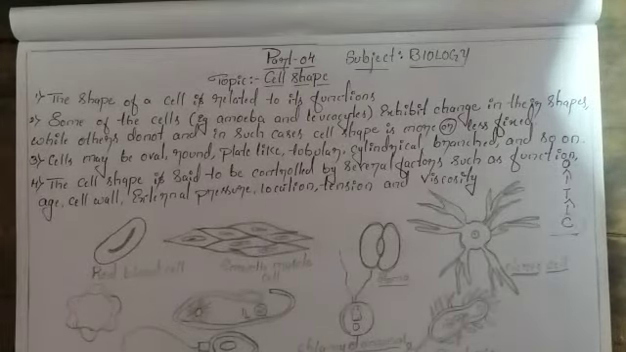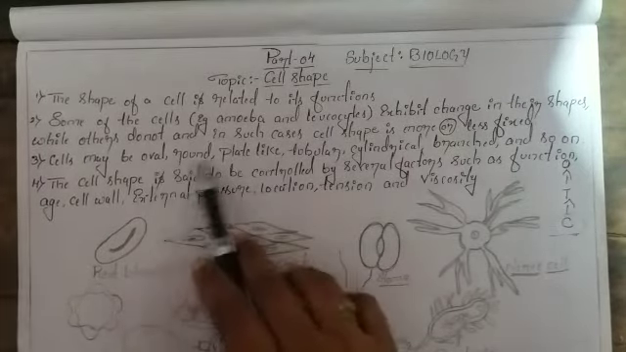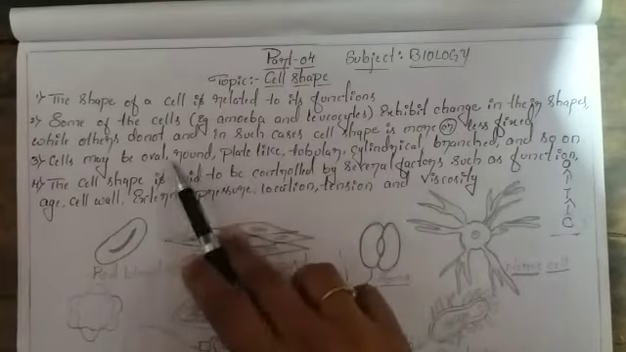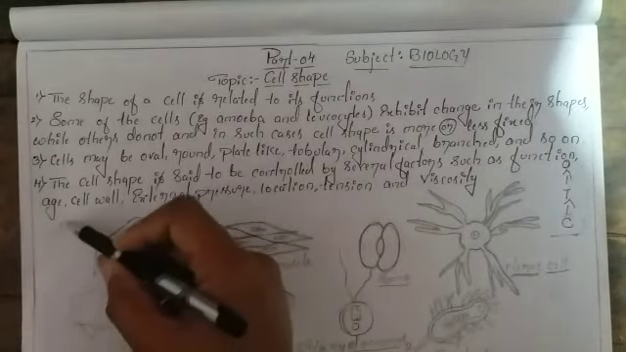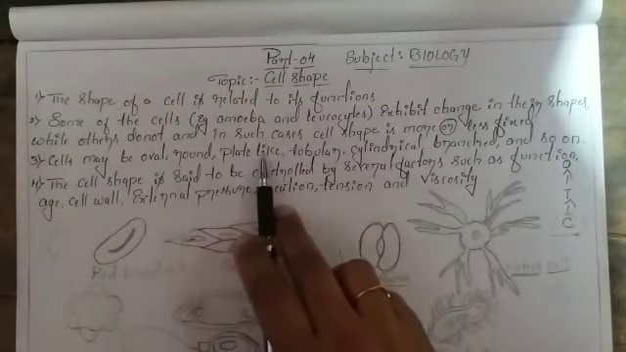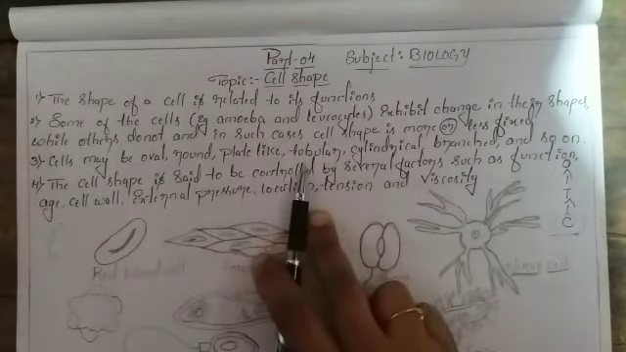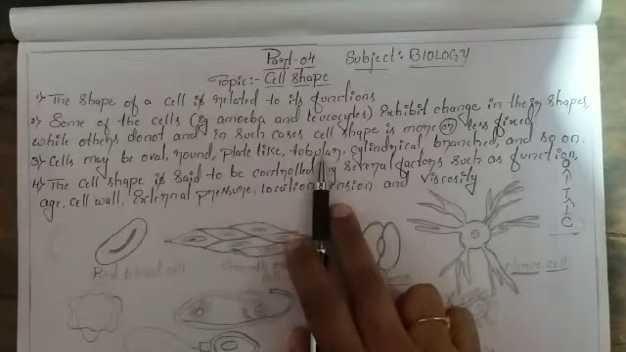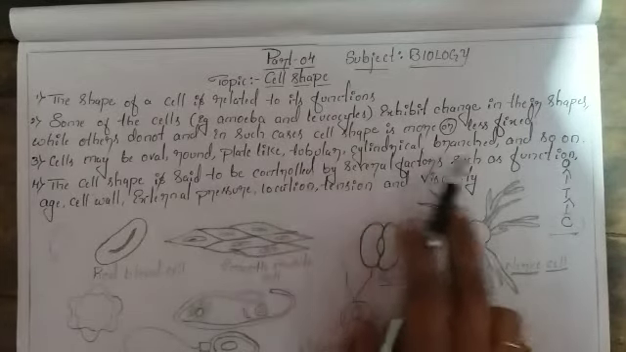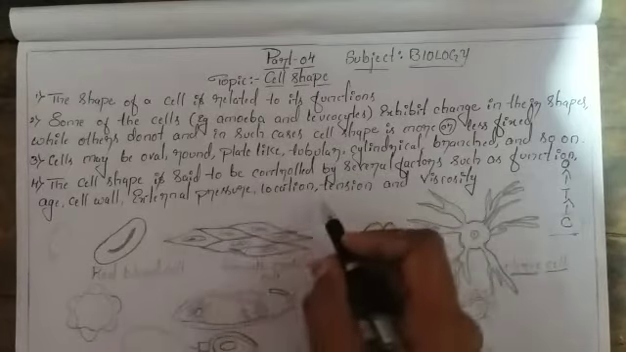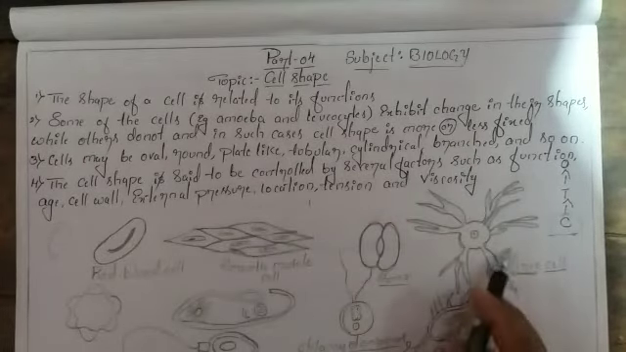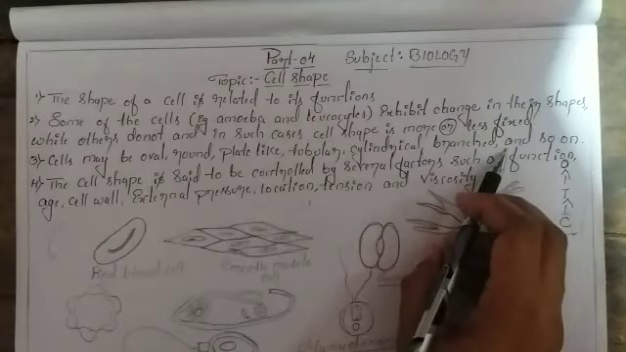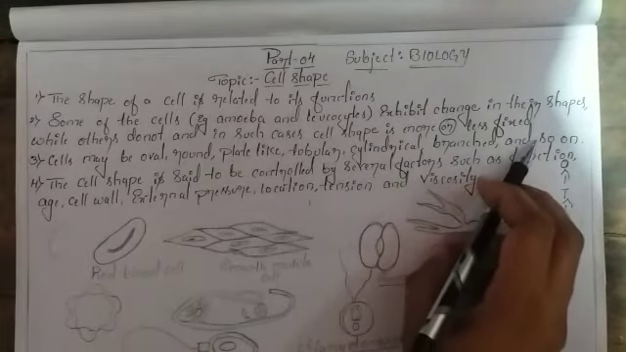So the cells may be oval, round, plate-like, tubular, which is a tube-like structure, or cylindrical. More or less, these two words have the same meaning. And branched, so it is not a single form but has branches. We'll come to see one by one the diagrams which I have drawn.